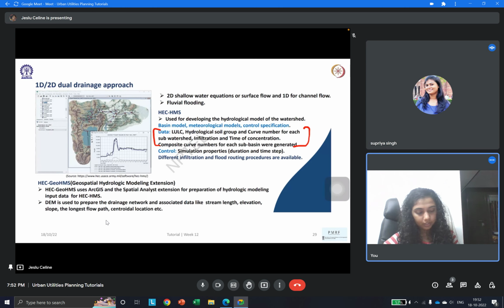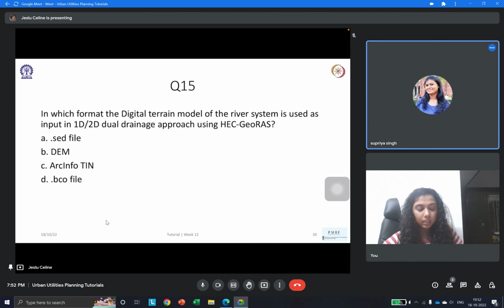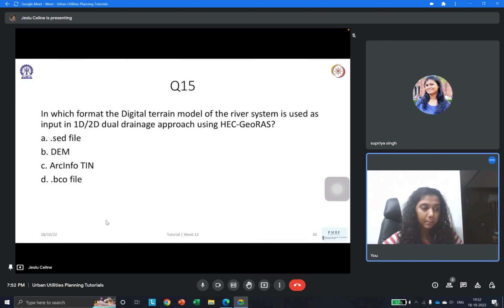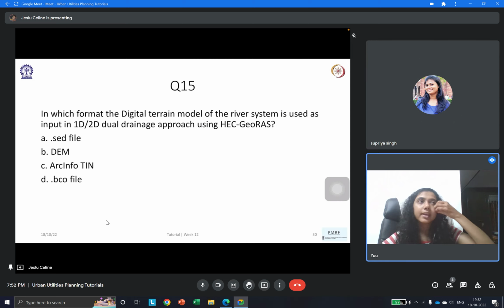So I'm not going into that. Now question 15. In which format is the digital terrain model of the river system used as input in the 1D, 2D dual drainage approach using HEC-GeoRAS? It's DEM. What is DEM? This is a digital elevation model, I think. Yes, that's mainly used in GIS in order to get the elevation data. But here what we need is the digital terrain model of the river system as input.